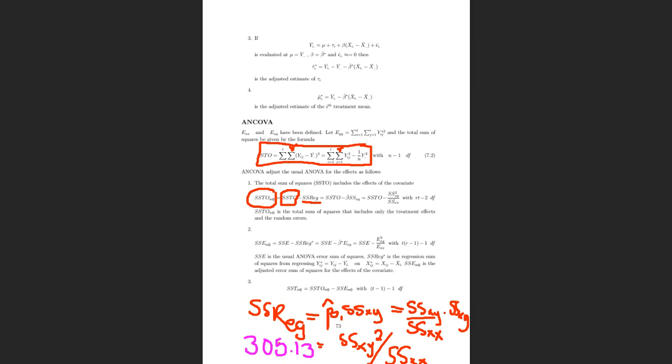Guys, you are quiet. I don't know if you are having issues with network or what. It's a suggestion from leadership Manyama that the value is 305.13. Yes, that's correct. Okay, so we have that.